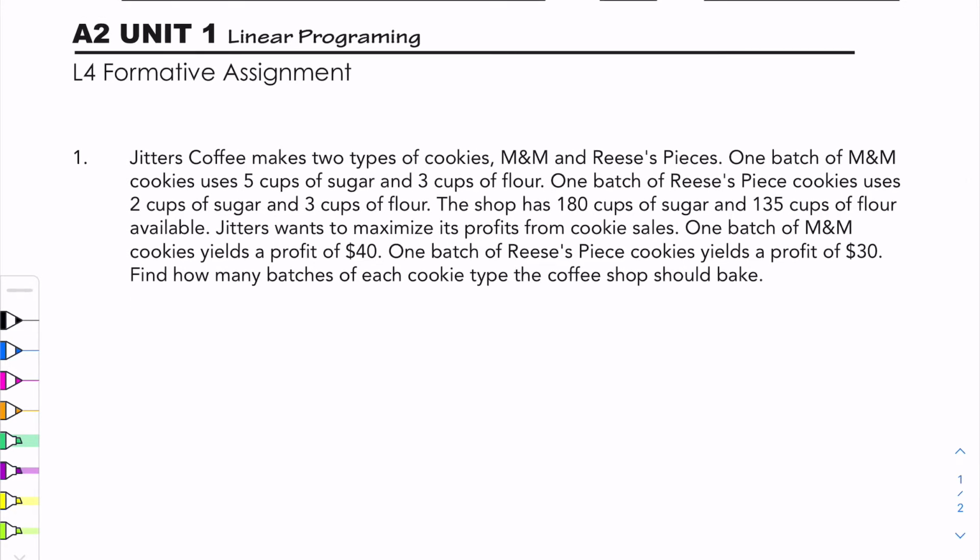So I'm going to start off with identifying what my objective is, and it's finding how many batches of each cookie type the coffee shop should bake. And this overall objective helps us define the variables because it says find how many batches of each cookie type, and that is what's missing.